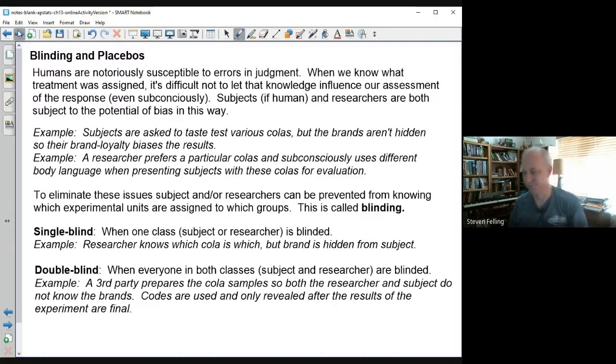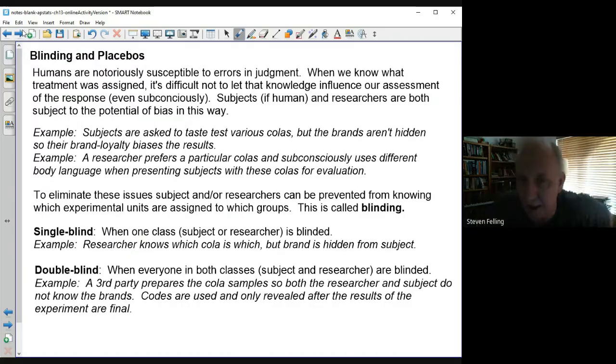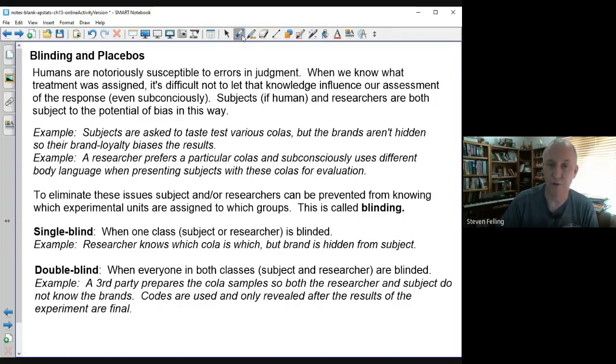All right. There's some other things we can do to make experiments even stronger. One of them is using placebos to accomplish what's called blinding. So humans are notoriously susceptible to errors in judgment, right? We know that when a treatment was assigned, it's difficult not to let that knowledge influence our assessment of the response, even subconsciously. So if subjects, the humans, and also the researchers, they're both subject to potentially being biased in this way.